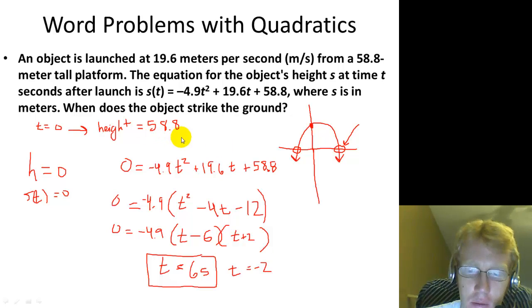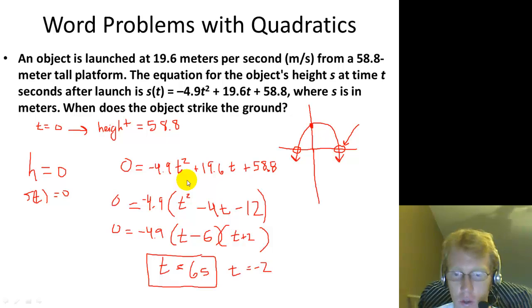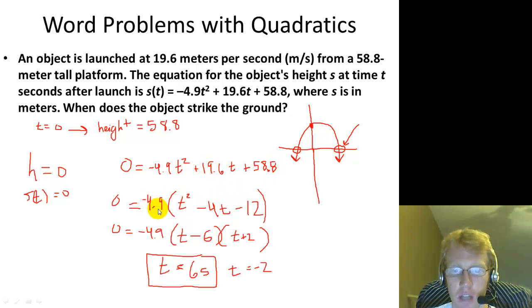Starting at a height of 58.8 and ending at a height of 0. So I hope this shows you just one way that you can apply these kinds of problems. Another thing you could have done is the quadratic formula, using these 4 numbers. If you didn't realize that it was factorable, that this 4.9 could be factored out, that would absolutely work. You'd just be dealing with tough numbers.